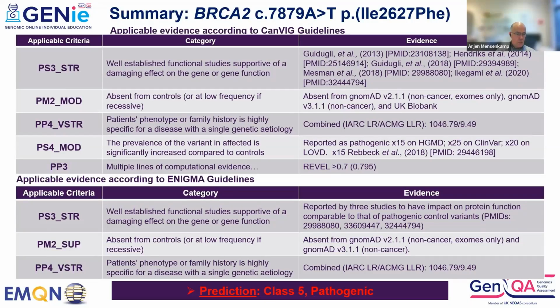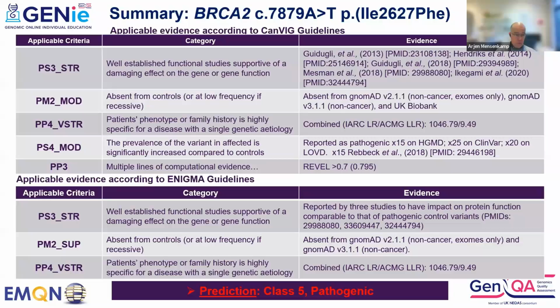You can use PS4 moderate, as the variant is reported 15 times in HCMD and 25 times in ClinVar, and also in LOVD. So it is case counting here, and case counting is allowed according to the CanVIC guidelines, but cannot be applied according to the Enigma guidelines. So PS4 is not applicable to the Enigma guidelines.